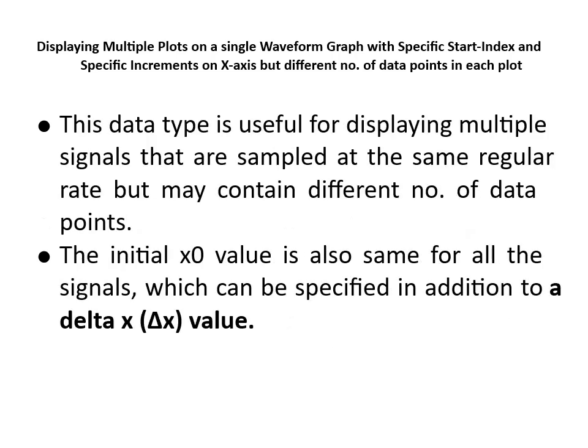So this data type is different than the previous one, and this data type is useful for displaying multiple signals that are sampled at the same regular rate. Means sampling time is same, means increments are same on the x-axis, but they may contain different number of data points, right? So the initial x0 value is also the same for all the signals, and which can be specified in addition to the delta x value. So the initial point is same, delta x value is same, but the number of data points to be plotted for different plots are different.